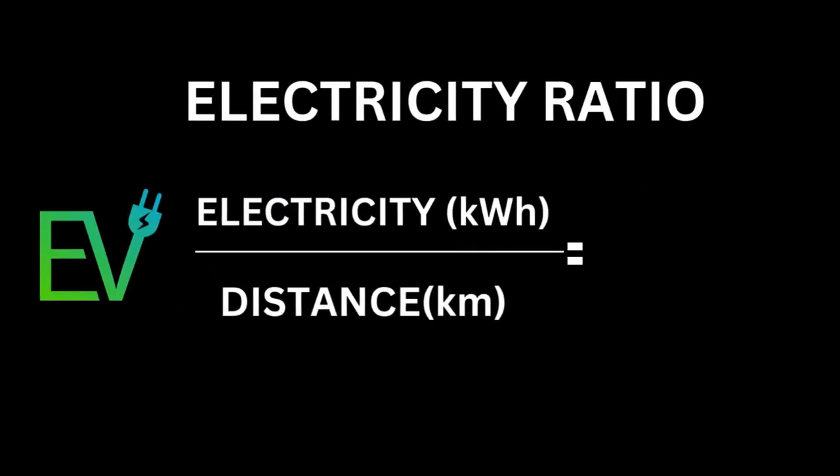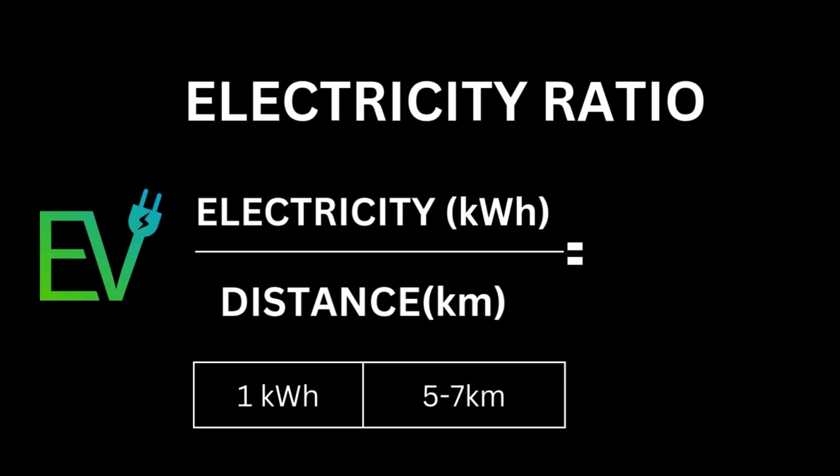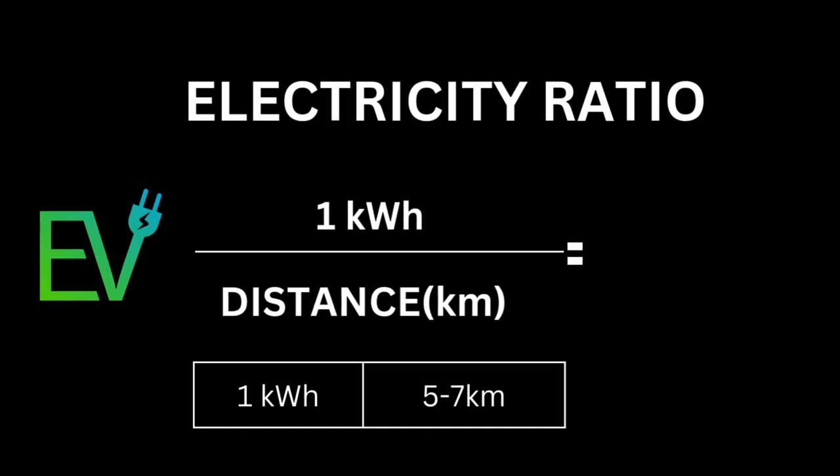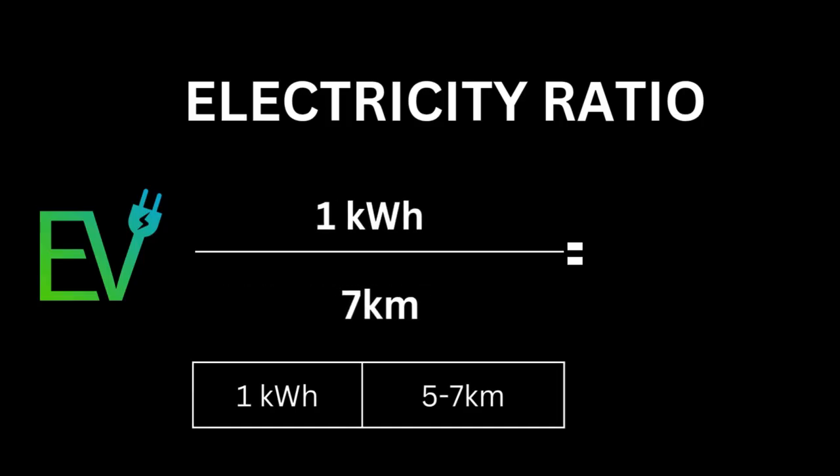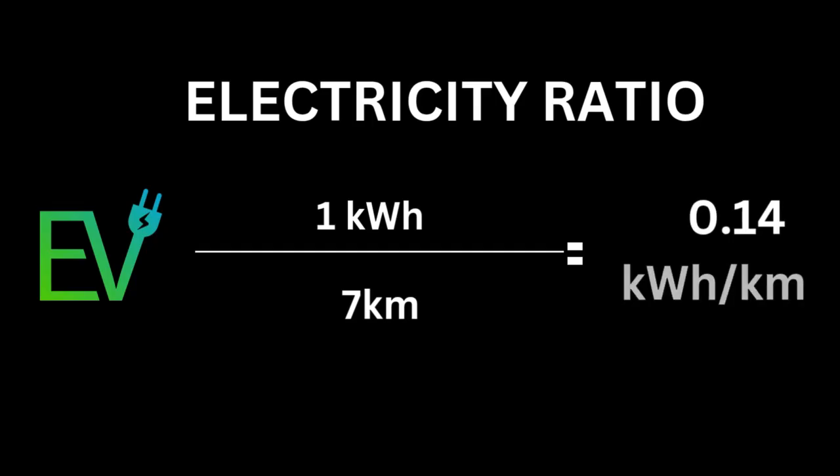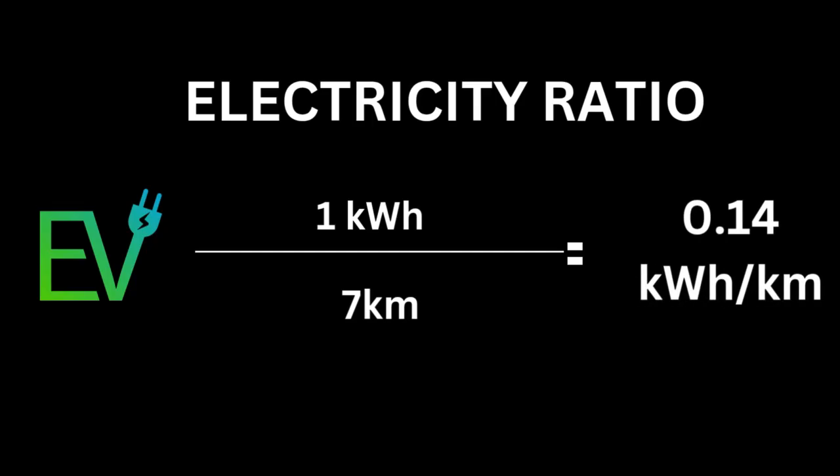Now let's calculate the electricity ratio. Based on the previous data, we can use 1 kilowatt hour to travel up to 7 kilometers. Now we will divide 1 kilowatt hour by 7 kilometers. Then we will get 0.14 kilowatt hour per kilometer. That means for each kilometer, we will use 0.14 kilowatt hour.